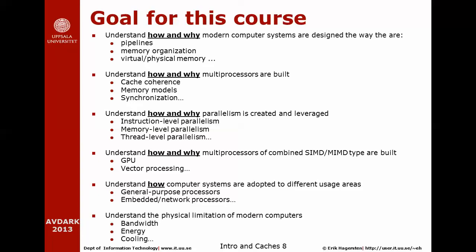And finally, you need to understand the fundamental limitations of modern computer systems. Bandwidth, energy, and cooling are a couple of examples of those limitations. And of course, that is what is driving computer architecture as a whole. So welcome to this course. I'm really going to enjoy teaching this online version of the course, which I'm actually doing for the first time this year. So please bear with me when I try to make these recordings.